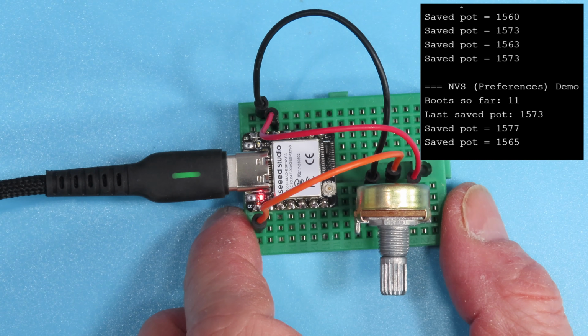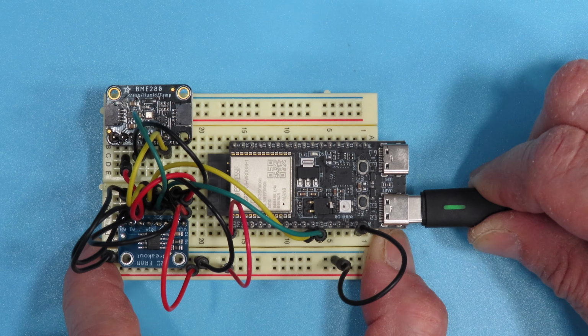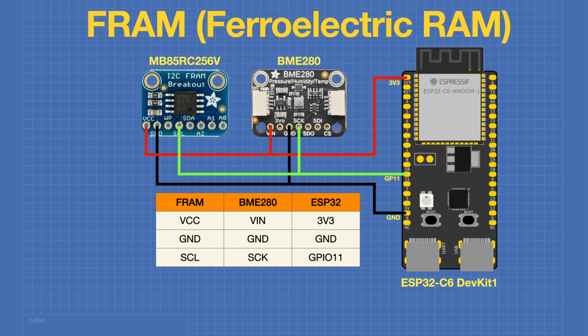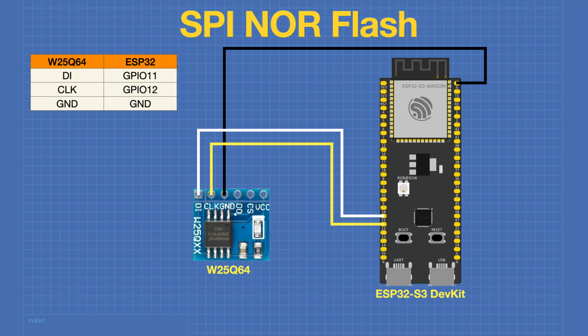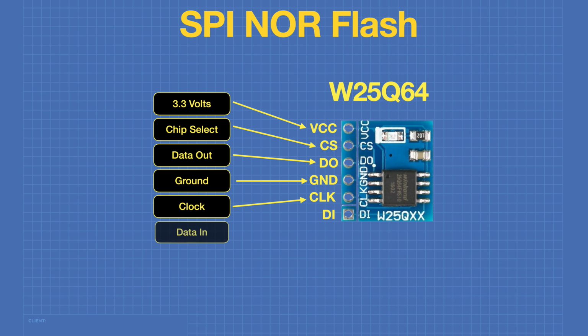Today in the workshop, we're looking at non-volatile storage options for the ESP32. You'll learn how to use external flash, EEPROM, and FRAM to save data without power. We'll also learn two ways to use the ESP32's internal memory. And ESP32 never forgets, so welcome to the workshop.